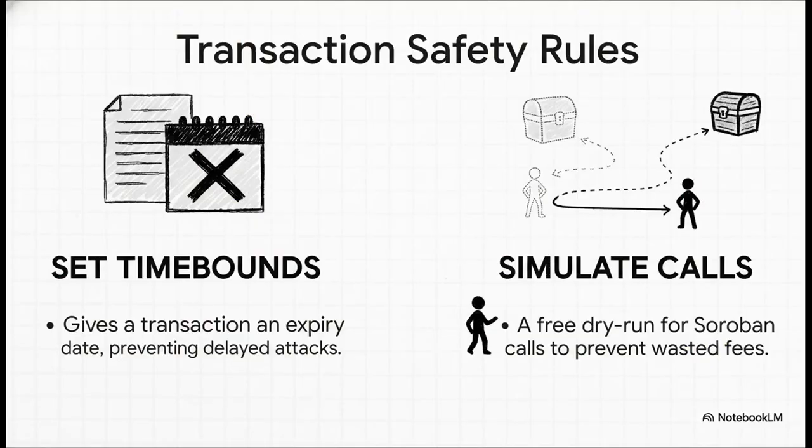All right, here are two simple but incredibly powerful rules for every single transaction you build. First, always set time bounds. This basically gives the transaction an expiration date. Without it, someone could hold on to it and submit it weeks from now when the market conditions are totally different. Second, for smart contracts, always run a simulation first. It's a free, dry run that tells you ahead of time if the transaction is going to work, which prevents you and your users from wasting fees on calls that were destined to fail anyway.